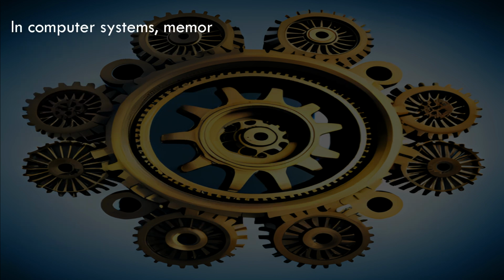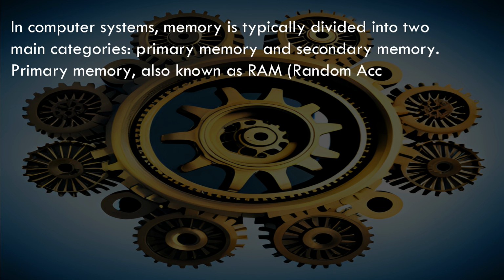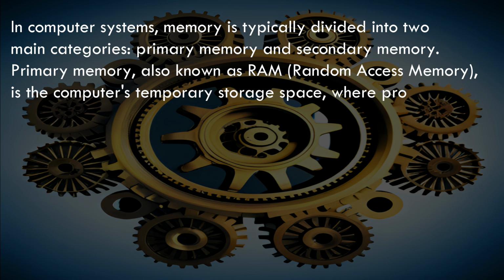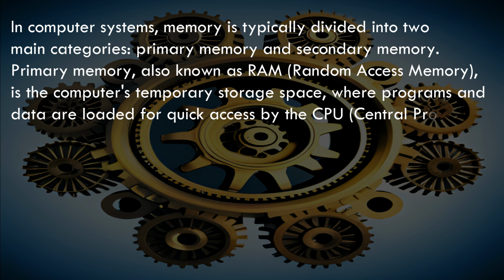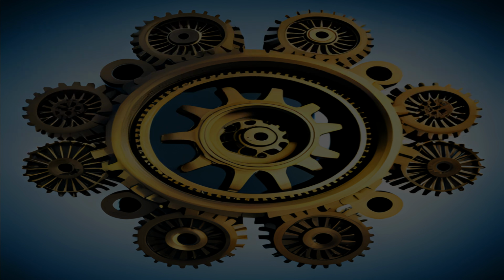In computer systems, memory is typically divided into two main categories: primary memory and secondary memory. Primary memory, also known as RAM, random access memory, is the computer's temporary storage space, where programs and data are loaded for quick access by the CPU, central processing unit. Secondary memory, such as hard disk drives or solid-state drives, is used for long-term storage.